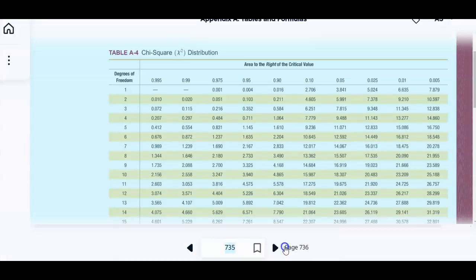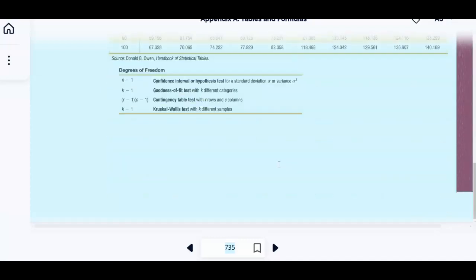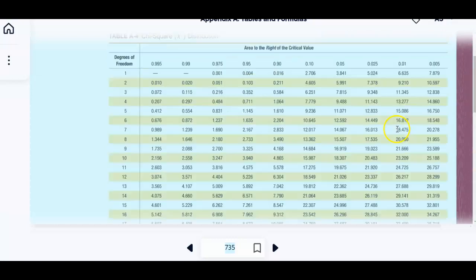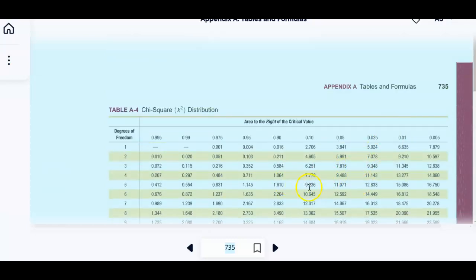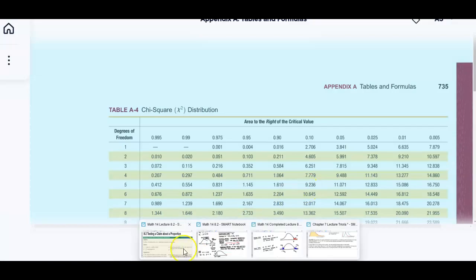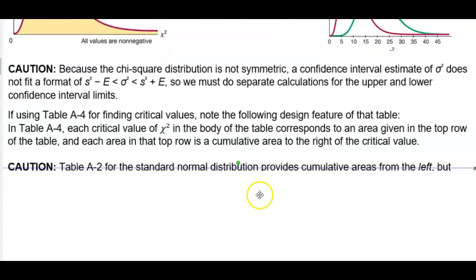So let me open this up here. You can see here's the chi-square distribution. At the top, you're going to see that it says area to the right of the critical value, which are these values, 0.99 all the way to 0.05. On the left column, you can see it's the degrees of freedom, and everything in the body of the table is going to be the critical value. So therefore, that's going to represent the critical value.